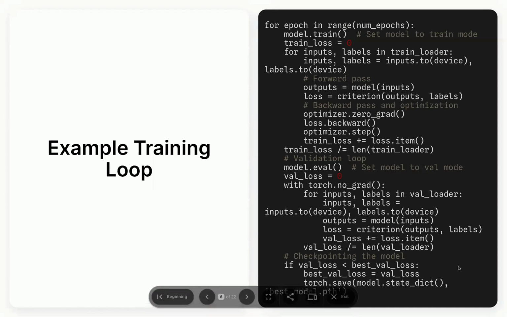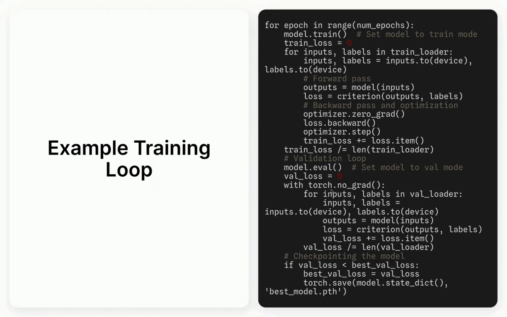So we see the key components. We're running it for a number of epochs. We have the inputs and the labels that we're sending to the device. We have the outputs, which are basically what's coming out of the model from the given inputs. We have the loss function, and we're optimizing, passing backward, and then taking a step with the optimizer, and we're keeping track of the training loss. So these are some key considerations when training your model.